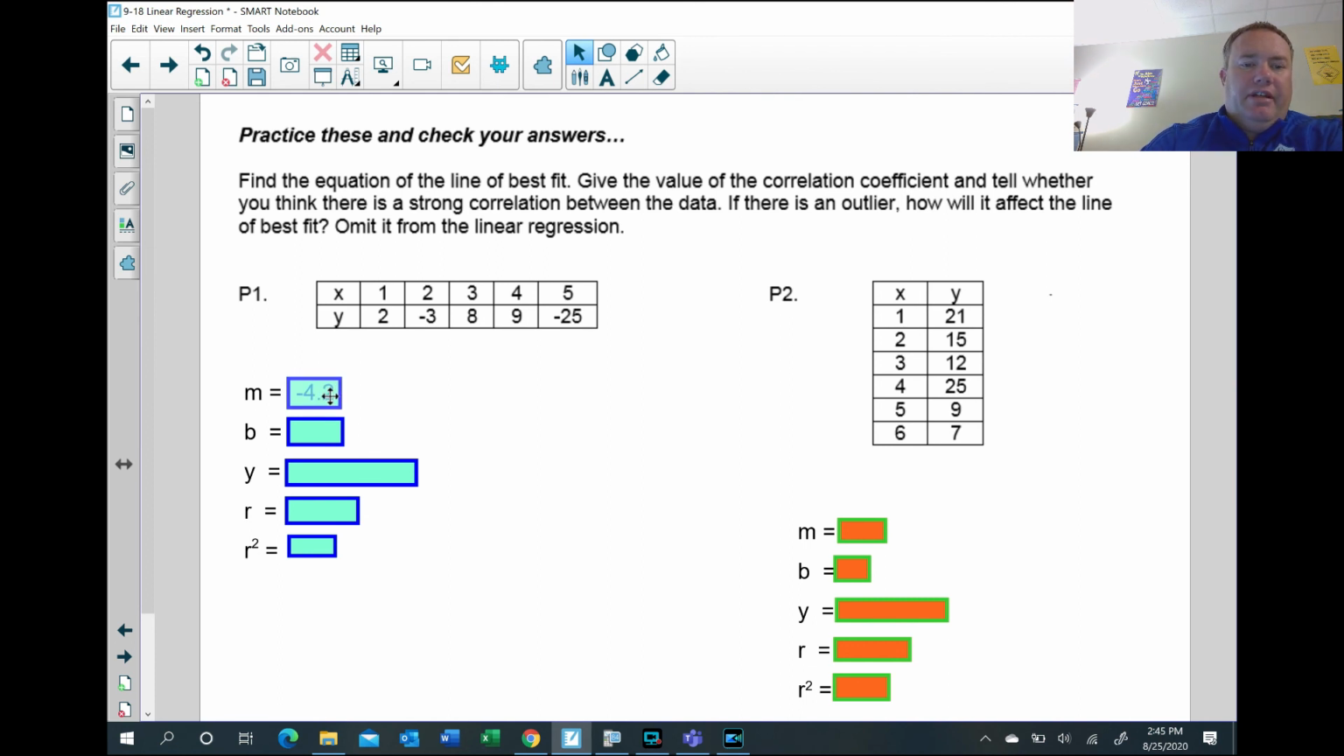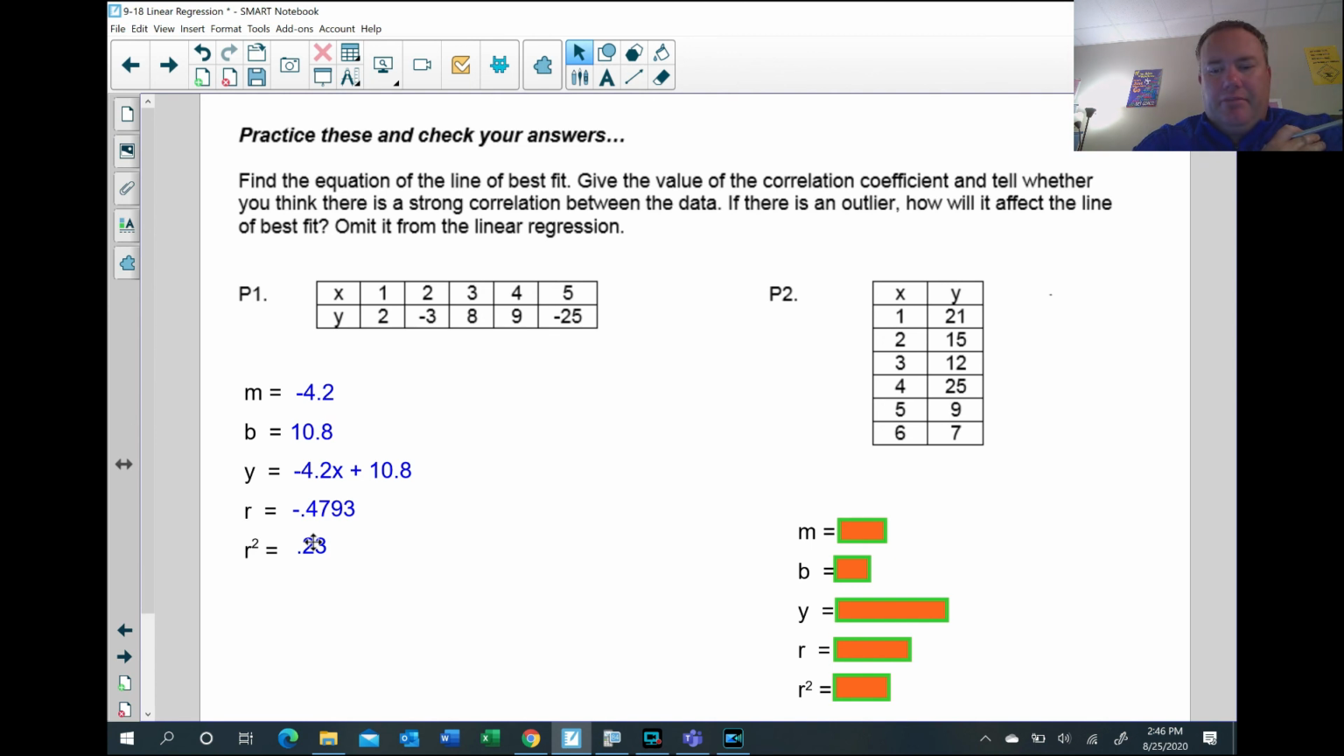Alright, so hopefully you have an answer. I'm going to show you what they should be. Okay? Alright, so hopefully that's what you got. Now the r squared we're not going to worry about as much right now, but just know where it's at. All right, so press pause again. Try the second practice problem.